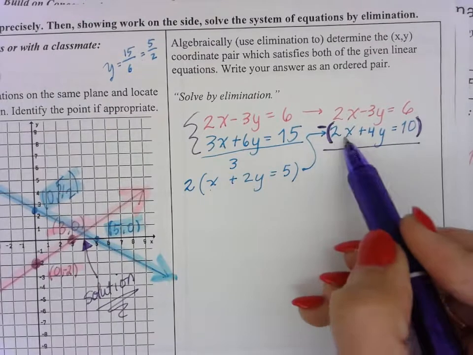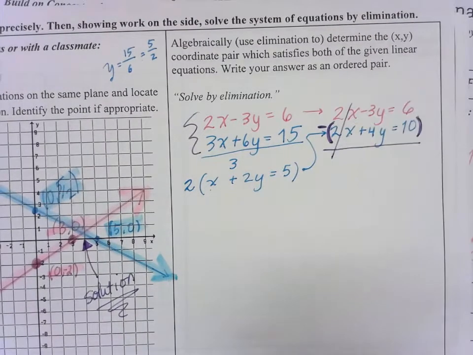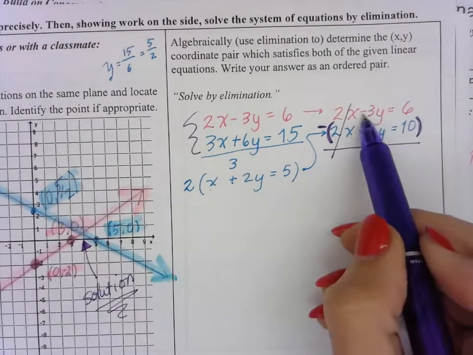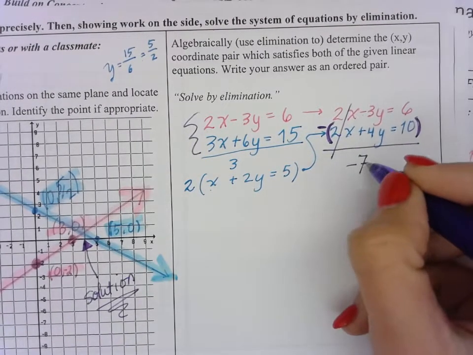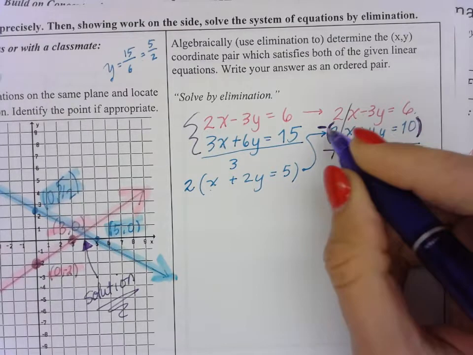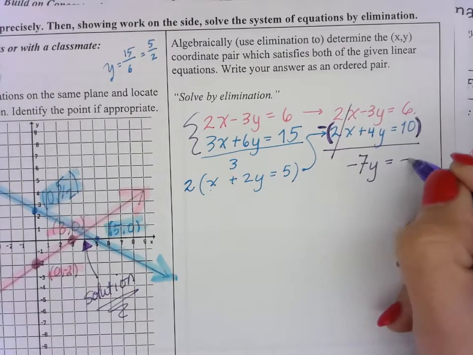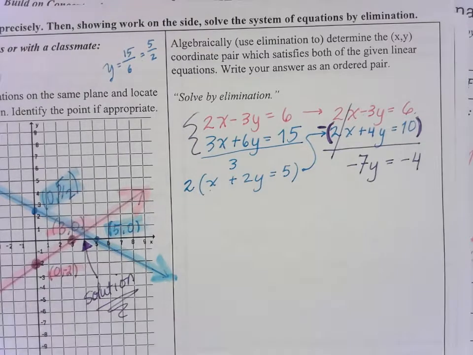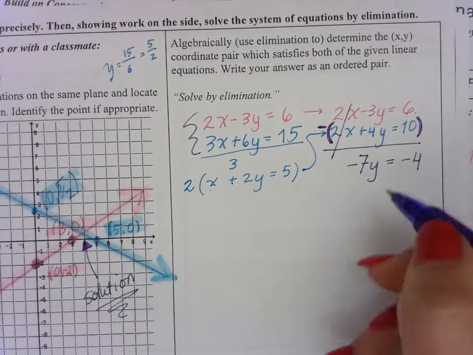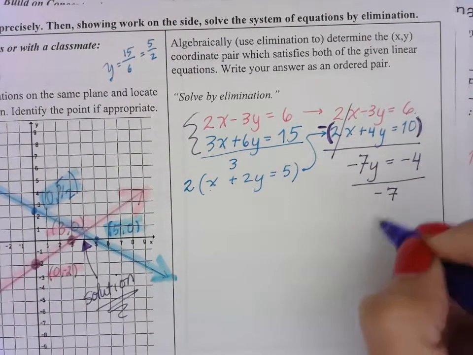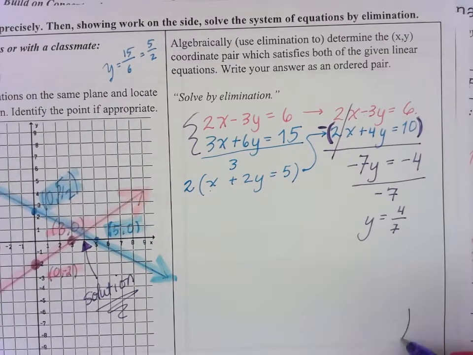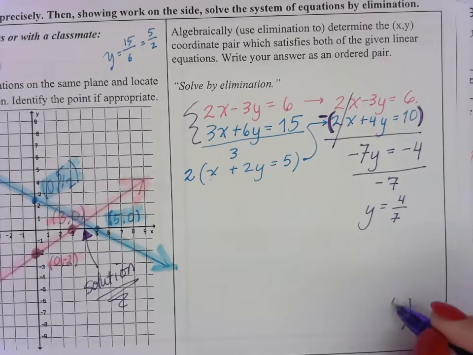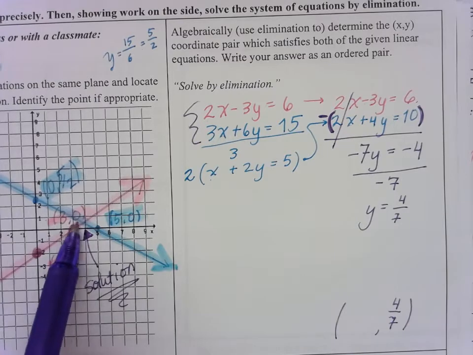What's 2x minus 2x? That's right, it eliminated, 0x. What's negative 3y minus 4y? Good, negative 7y. What is 6 minus 10? Negative 4. Just take your time and you're good to go. Divide by the negative 7 and y equals 4/7. That is just the y coordinate of my solution. So I'm going to put in that 4/7. It's around a half, that y value. If you look over here, it seems appropriate.